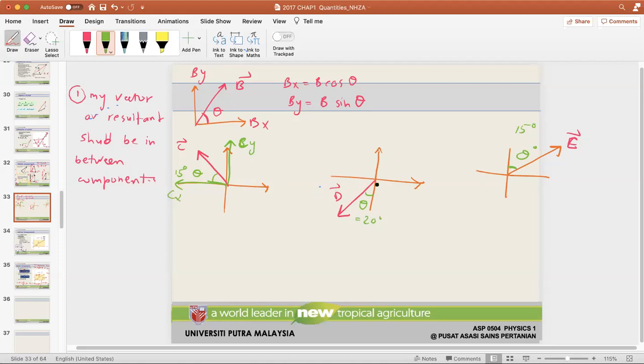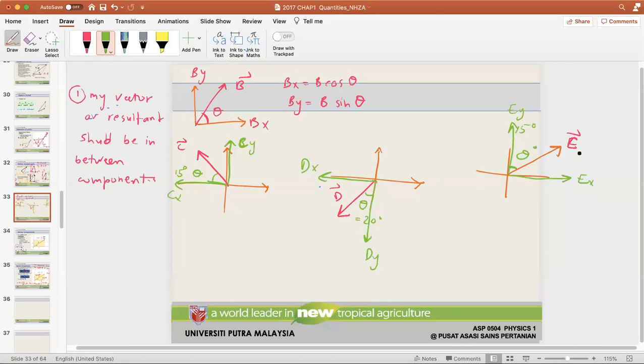Okay, what about D? My D should be in between the components. So it should be here and here. So this is my dy component. It is going in the negative y direction. And this is my dx component, which is going in the negative x direction. And this guy, this is my ex, and this is my ey. Remember, your vector should always be in between components.